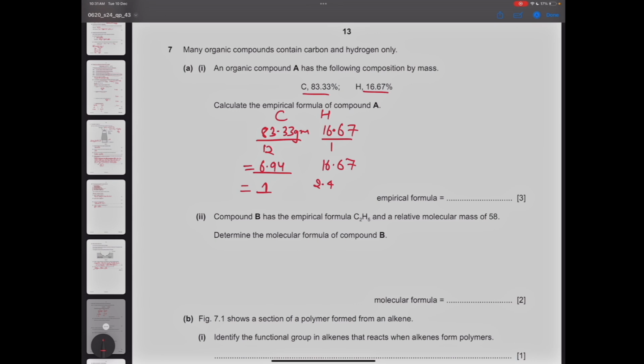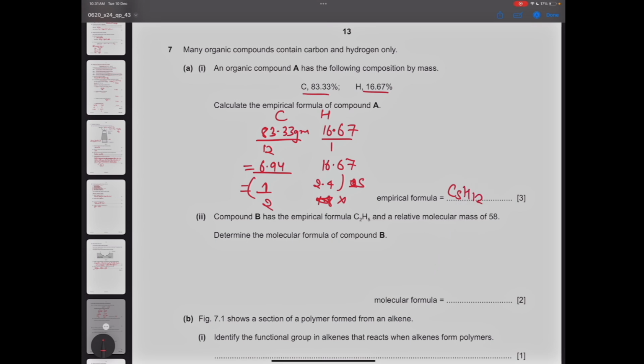Is there a common ratio here? If you multiply both of them with 2, it will become 2 and this will become 4.8. This will not work out. So if you multiply it by 3, will it work out? No. You just need to keep on checking the ratio. Yes, if you multiply by 5, it will exactly come out in whole number. So it will be C5H12.